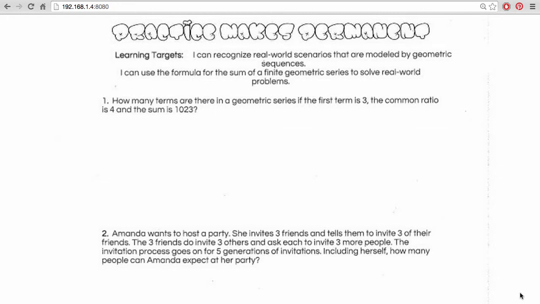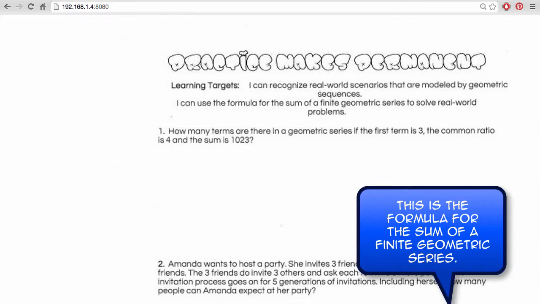So with question 1, we're asked to determine how many terms there are in a geometric series, given the first term is 3, common ratio of 4, and the sum is 1023. So the formula we're going to use is going to be S sub n equals the first term times 1 minus r to the n divided by 1 minus r.